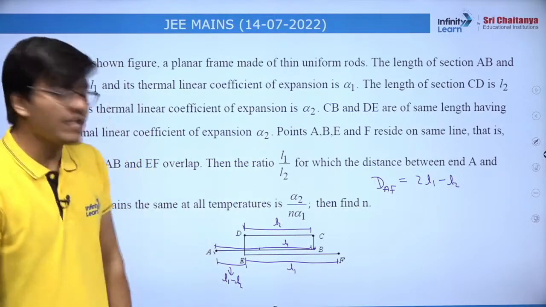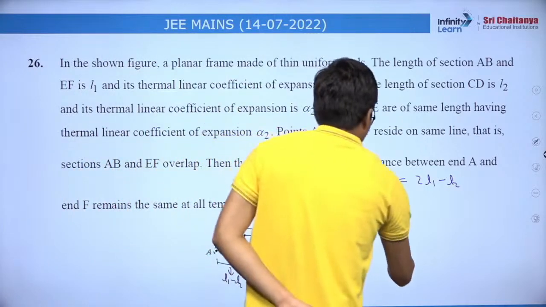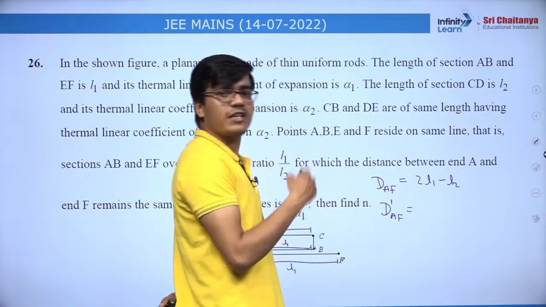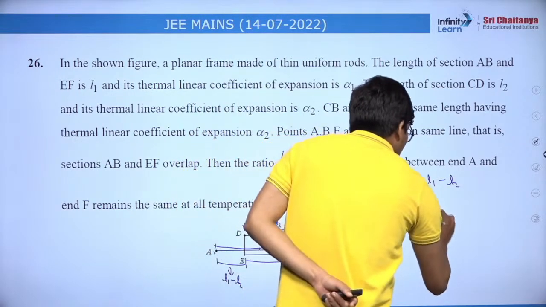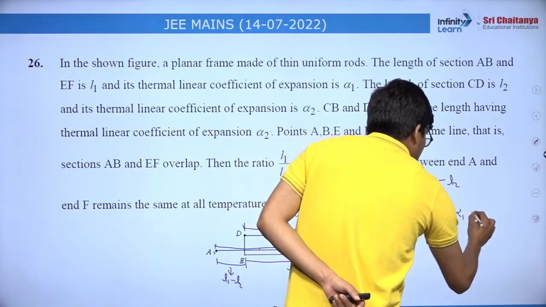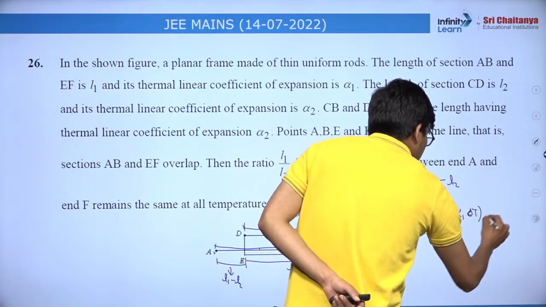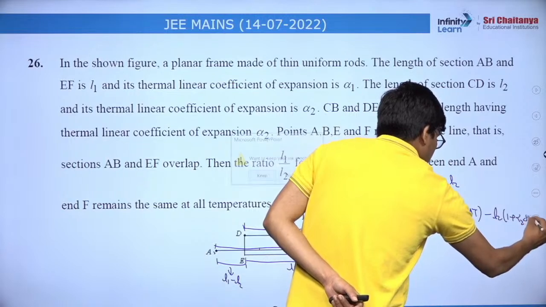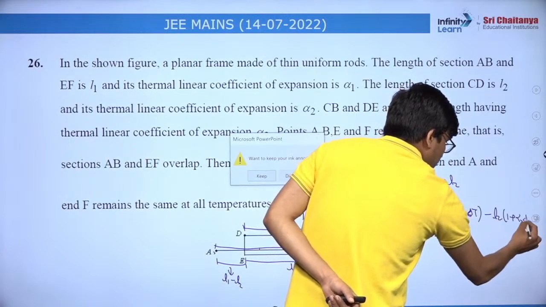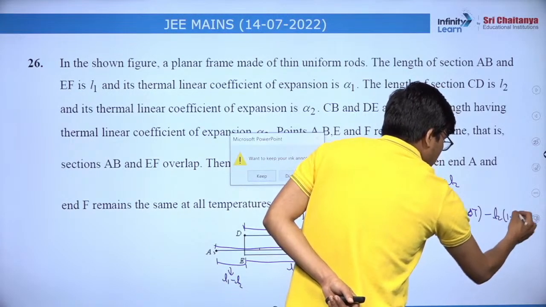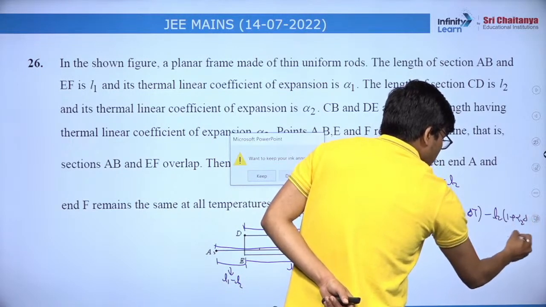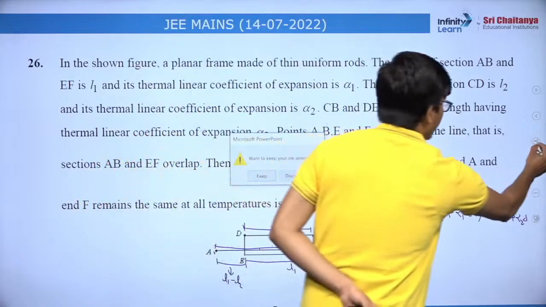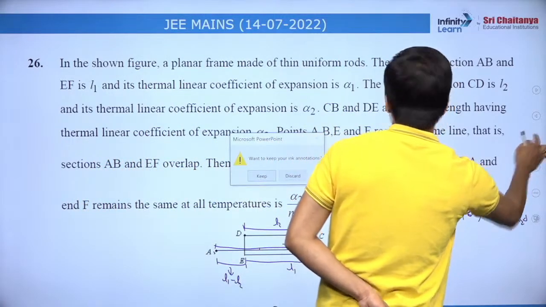If you increase the temperature, every dimension will change, L1 and L2 will also change. And how will L1 change? Like this. And how will L2 change? Like this. Delta alpha 2, just a minute, okay? What happened?